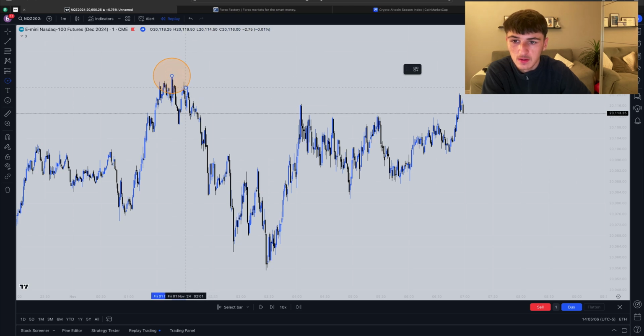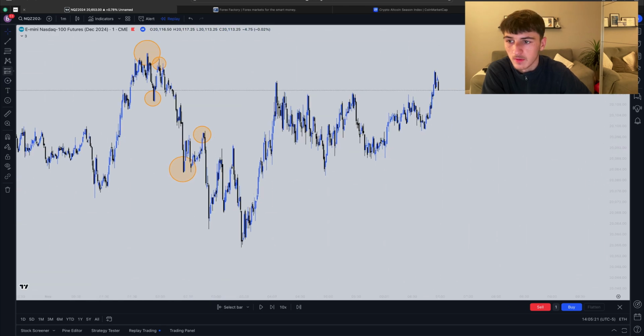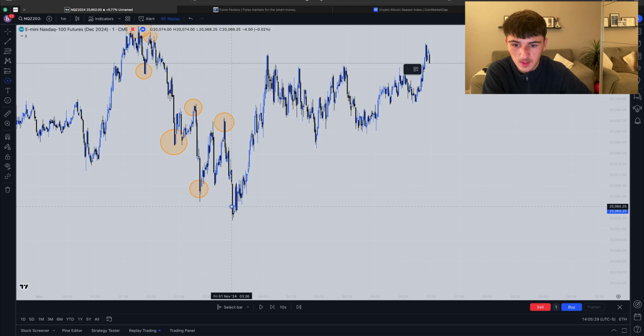So here we have got the clear and obvious high. There is your low. We have got a high again with a lower low. Lower high, lower low. That's where it gets interesting now. So we've got a lower high and a lower low.